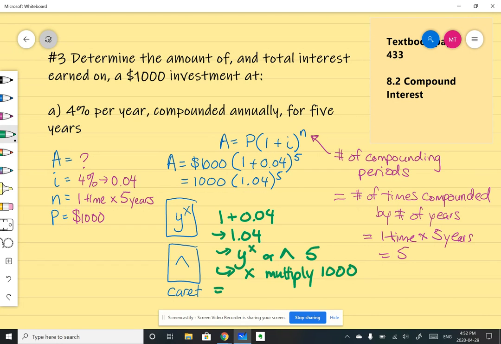If you've done that, then your final answer should be 1,216.65. So play around with your calculator, see how it goes. If you're not getting that answer, then definitely set up an appointment with me. I'd be very happy to help. Good luck with the rest of your questions, and that's it for now.